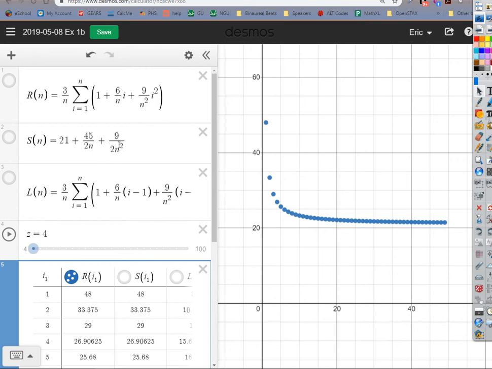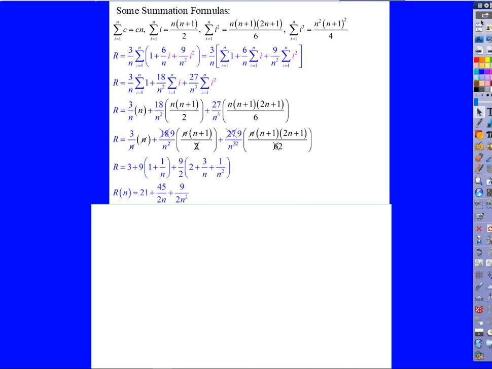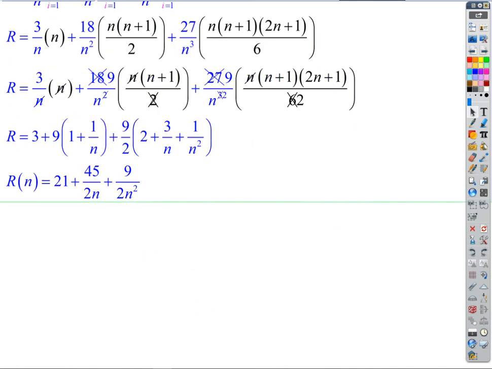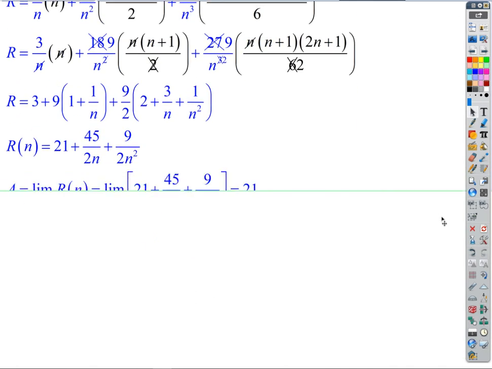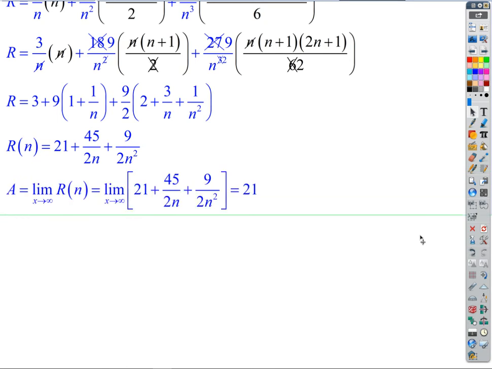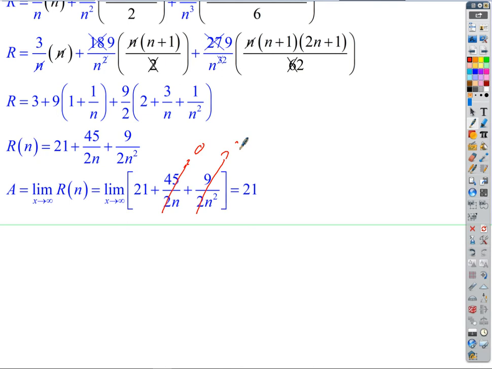In fact, what do you think's going to happen with that one? Look at the form of our answer, and you tell me what's going to happen if I take a limit here as n goes to infinity. It's going to go to 21, right? If I take a limit as n goes to infinity, look what happens, right? I'm going to end up getting 45 over 2n is going to go to 0. 9 over 2n squared is going to go to 0. I get the exact answer, 21. That's pretty cool, right?